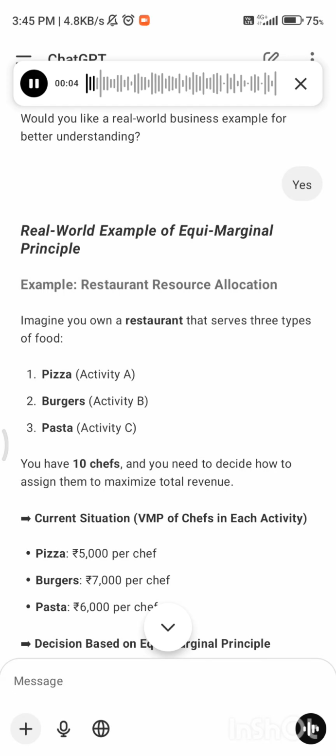Example: restaurant resource allocation. Imagine you own a restaurant that serves 3 types of food. 1. Pizza, activity A. 2. Burgers, activity B. 3. Pasta, activity C. You have 10 chefs, and you need to decide how to assign them to maximize total revenue.